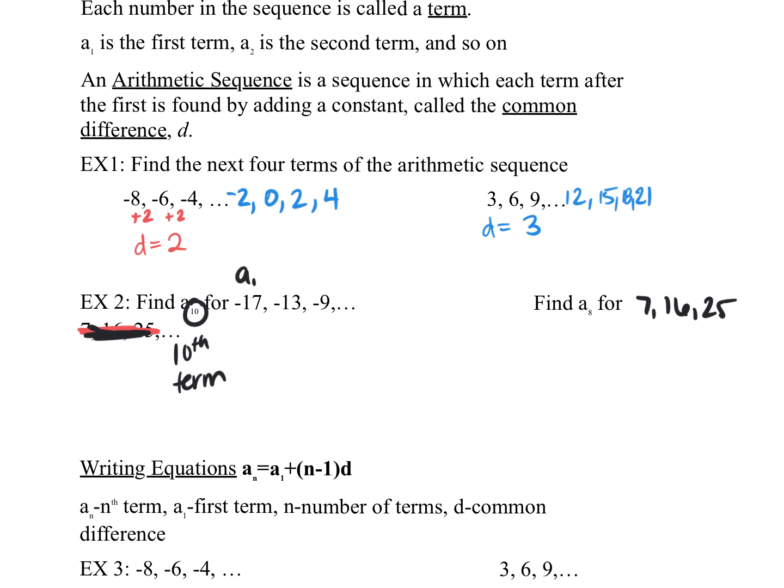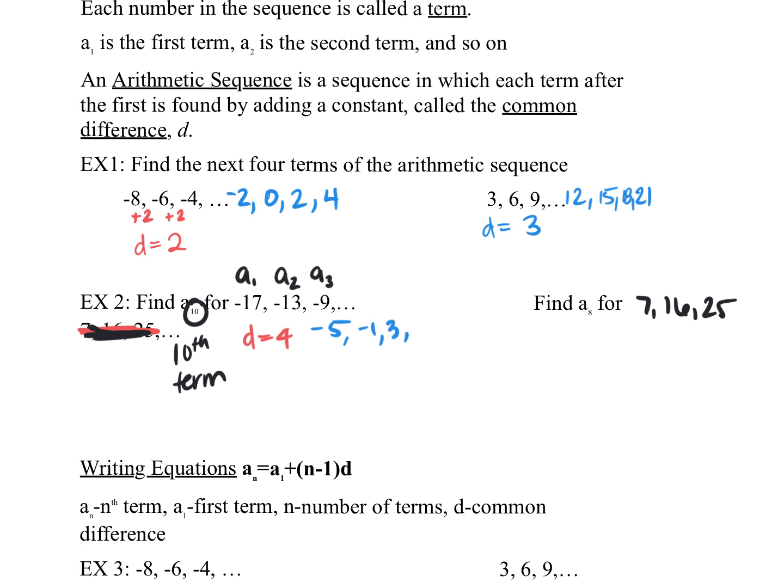-17 is my A1. -13 is my A2. -9 is my A3. So I need to continue the pattern until I can find the 10th term. What is my pattern here? +4, right? My D is 4. I'm adding 4 to every number. So we're going to add 4 to -9 and we get -5. That's A4. Add 4 again, I get -1. Add 4 again, I get 3.